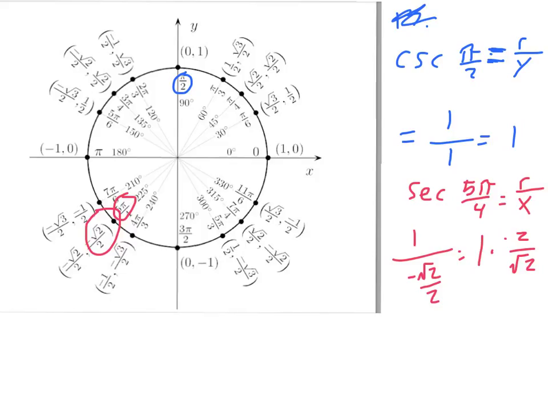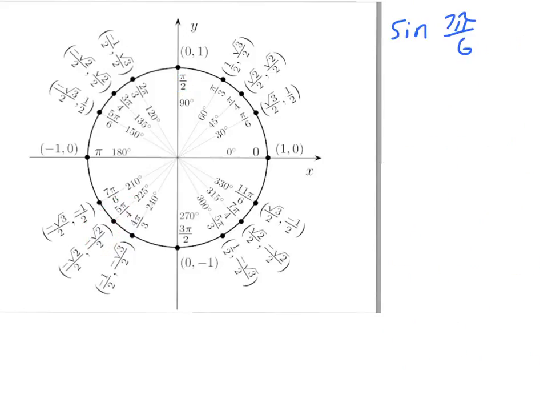1 times negative 2 over root 2. Well, that's going to be negative 2 over root 2. Rationalize that, and that is going to be negative 2 root 2 over 2. The 2's cancel, leaving negative root 2. So the secant of 5 pi over 4 equals negative root 2.